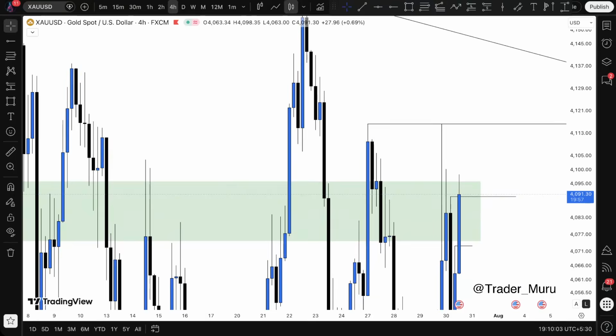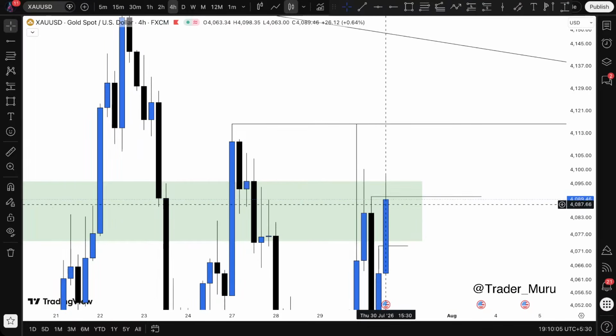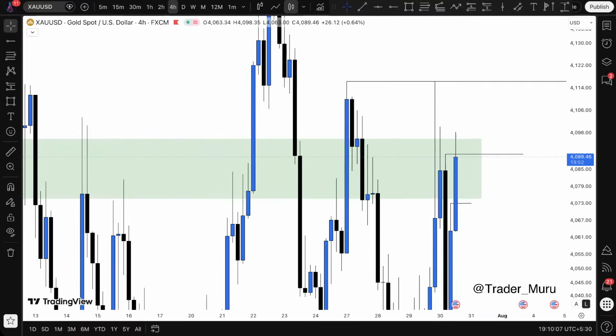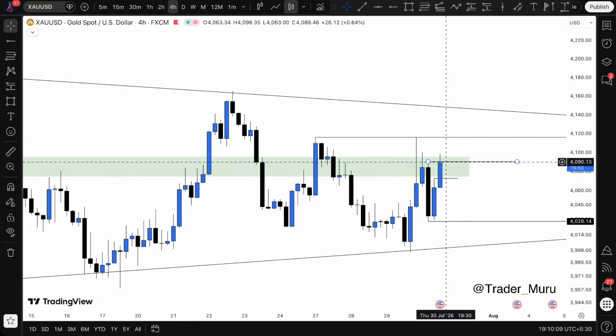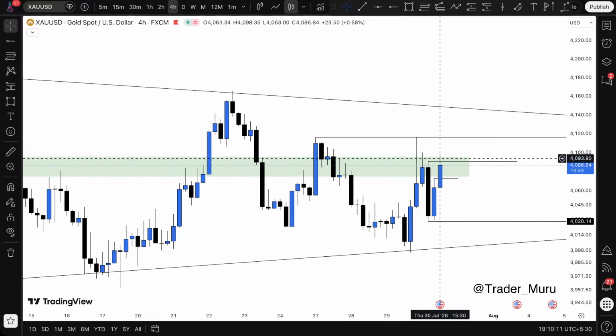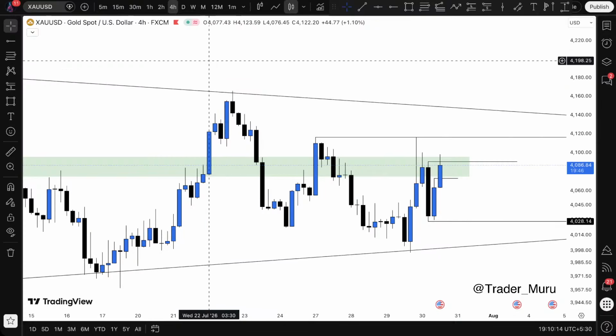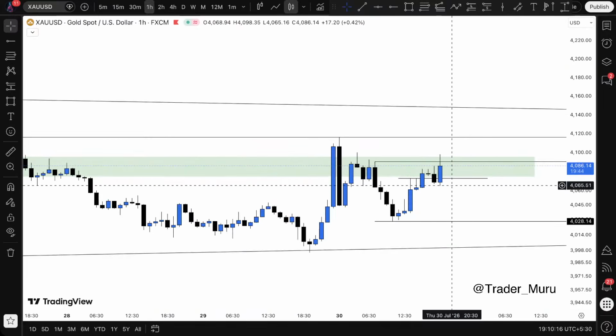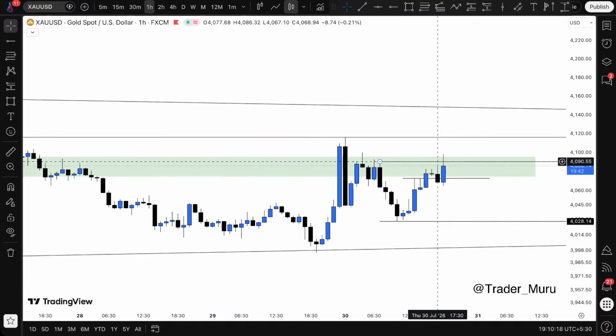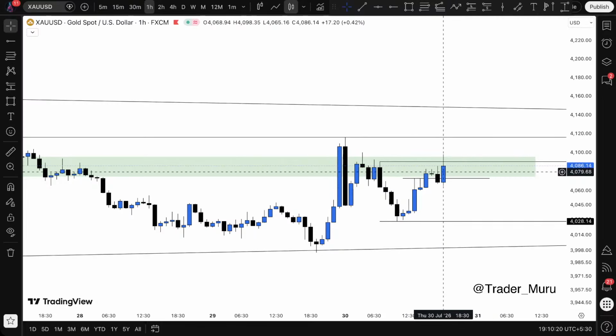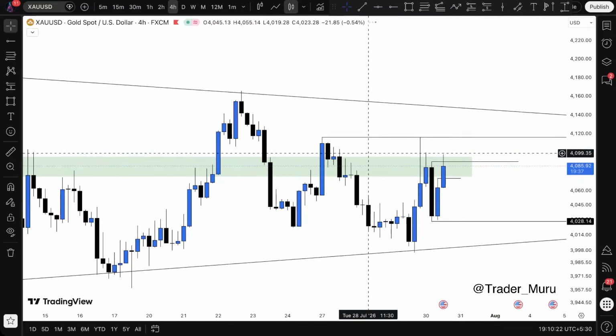This will be the best thing if we get a sweep and close below, then a 1 hour change of momentum. It would be the best entry for a short if we get this one. A 1 hour momentum break below this low and a sweep and close below in the 4-hour time frame.